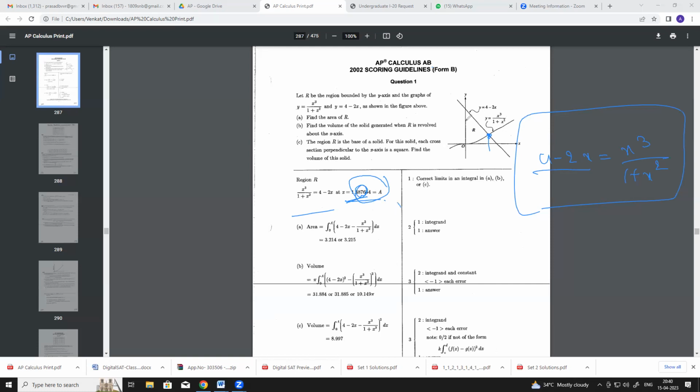So the area under the curve is the integral from a to b. This is 0, this is 1.487. So the integral from 0 to 1.487 of what? Upper curve minus lower curve. So 4 minus 2x minus x cubed by 1 plus x squared dx. This minus this, dx. It is going to give you the answer as.